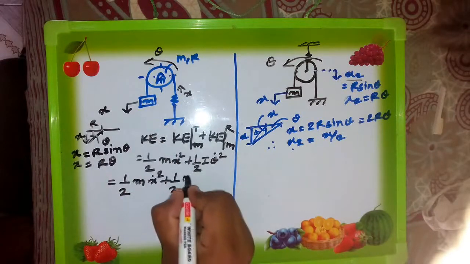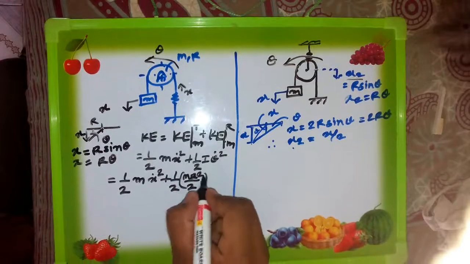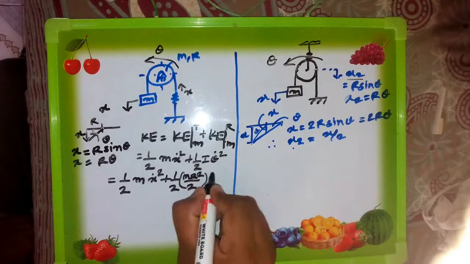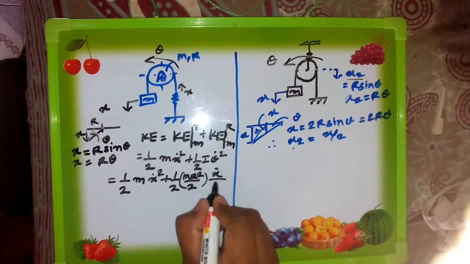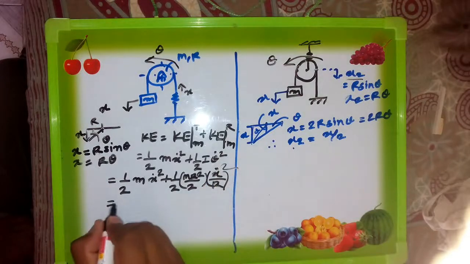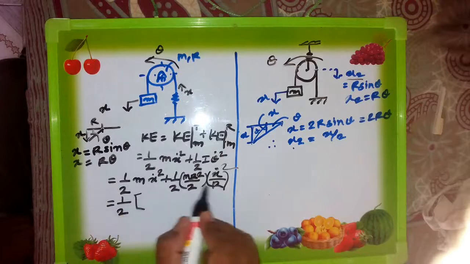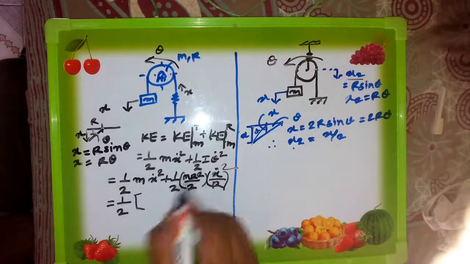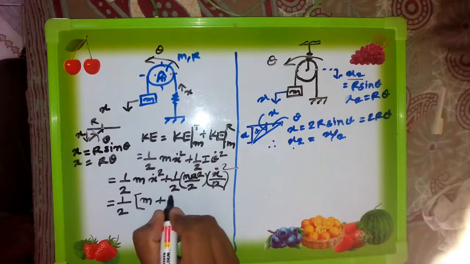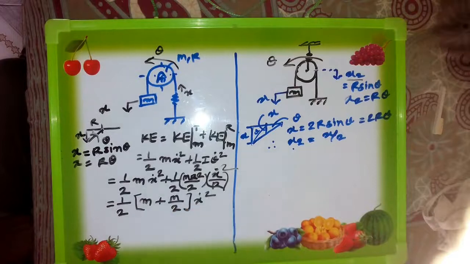It will be capital M r squared by 2 into theta dot squared. What is theta? x is equal to r theta, so theta is equal to x upon r, so it will be (x dot upon r) whole squared. If you simplify it, 1/2 is common, and r squared and r squared will cancel out, so it will be 1/2 (m plus capital M by 2) multiplied by x dot squared.